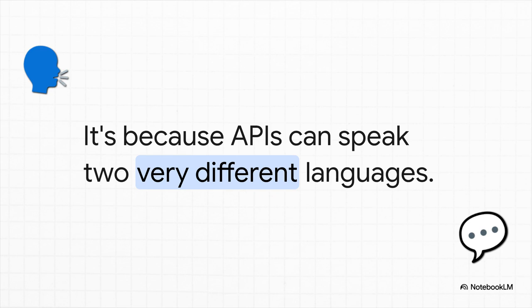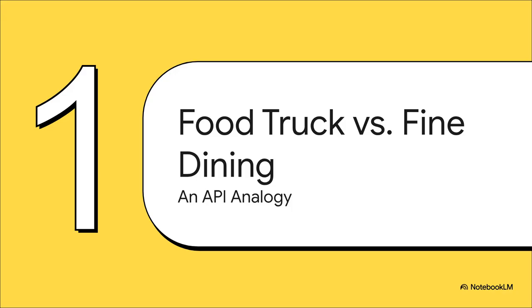That confusion almost always comes down to one simple fact. You're dealing with one of two fundamentally different ways of communicating. Think of it less like a tech problem and more like, well, a food problem. To really nail this down, we're going to use a simple analogy. Imagine it's lunchtime. You've got two choices. You can hit up a fast, super flexible food truck, or you can go to a formal, fine dining restaurant. Believe it or not, these two experiences map perfectly to our two API architectures.